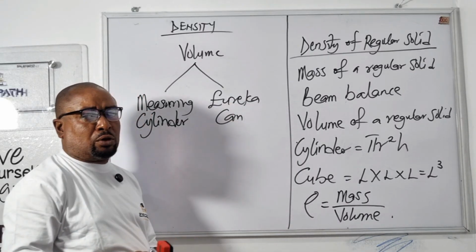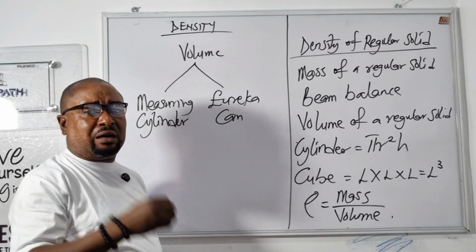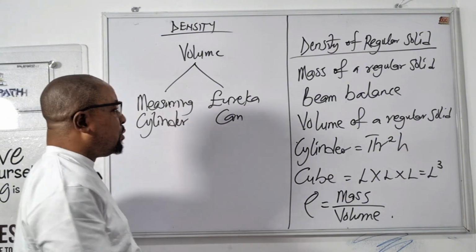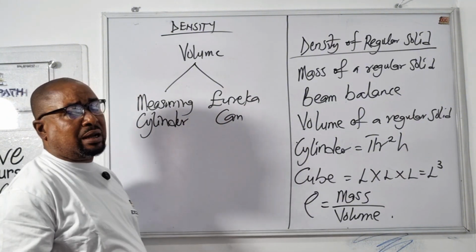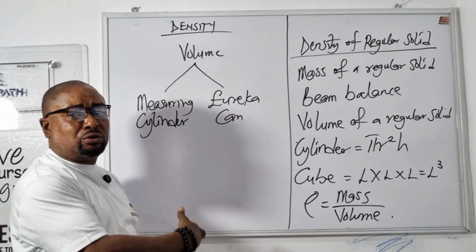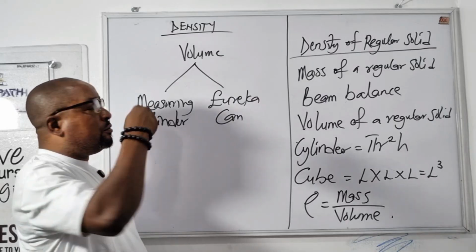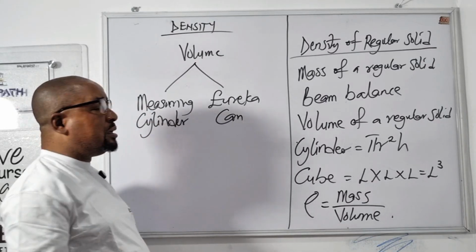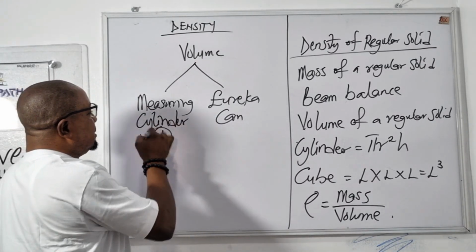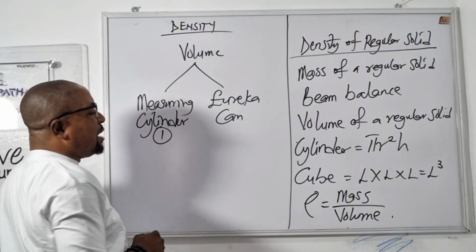We use these two methods to determine the volume of an irregular solid. I'm going to take them one after the other, and I'll explain how you can use them to determine the volume of an irregular solid. The first one is the measuring cylinder. Now, how do we use it?